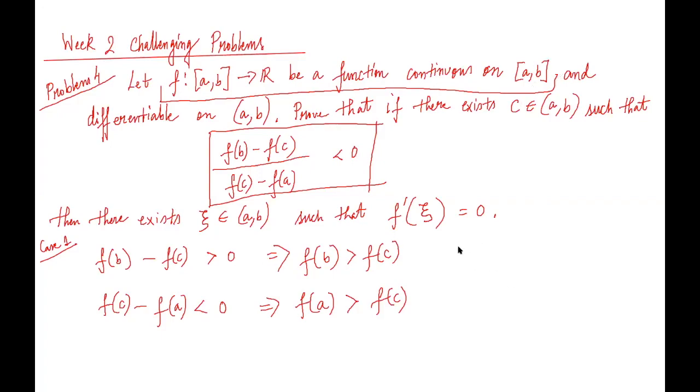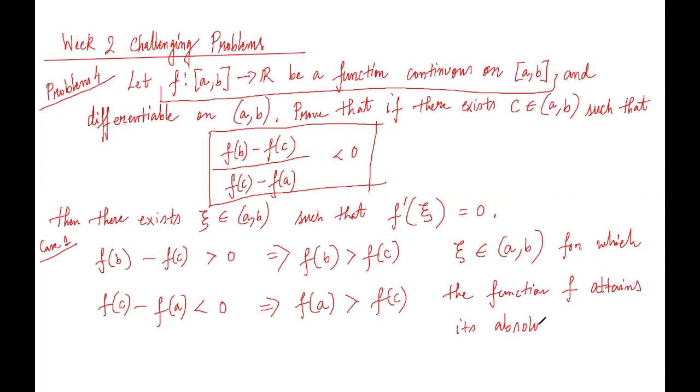Now in case 1, let's consider that xi is a point inside AB for which the function f attains its absolute minimum.